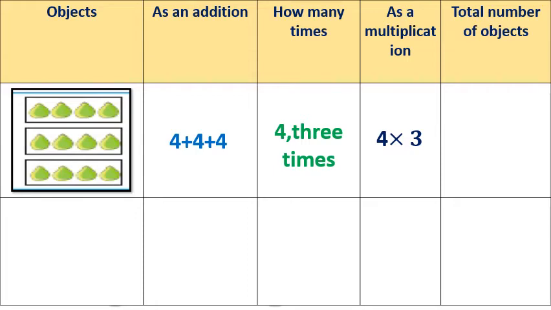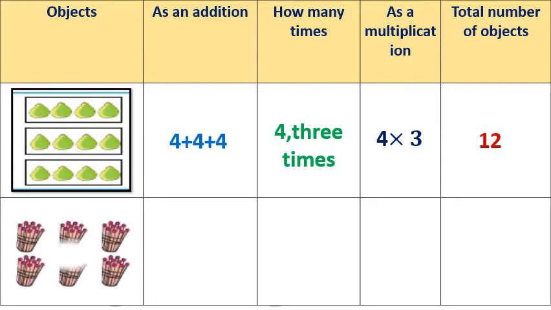Now total number of objects is 12. Because 4 3s is 12, and 4 plus 4 plus 4 is also 12. And if you want to do the verification, you can count the fruits. Everything is same.